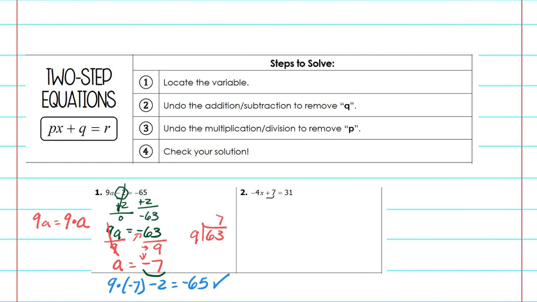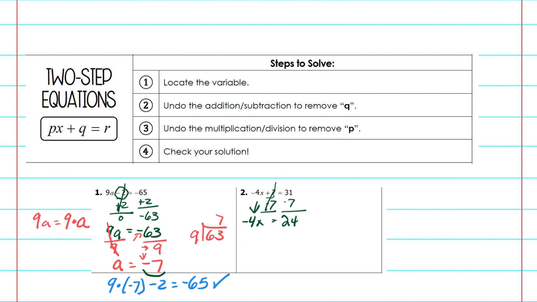Okay, same with number 2. I have plus 7 here. I'm going to start with that. The inverse operation of addition is subtraction. So minus 7 from both sides. That will cancel out. 31 minus 7 gives me 24. Bring the rest of the information down. Negative 4x equals 24.